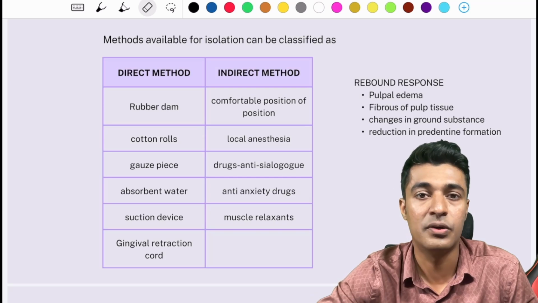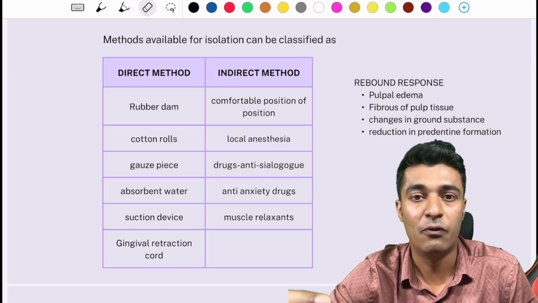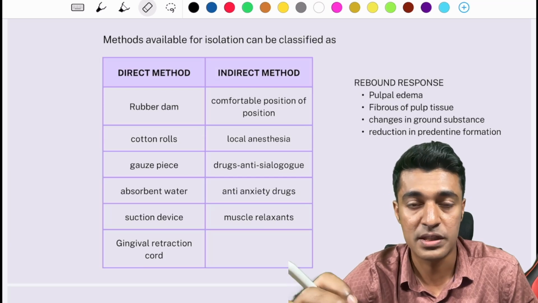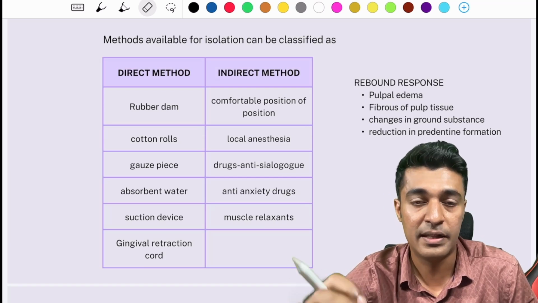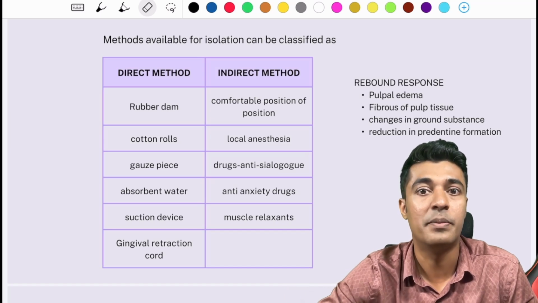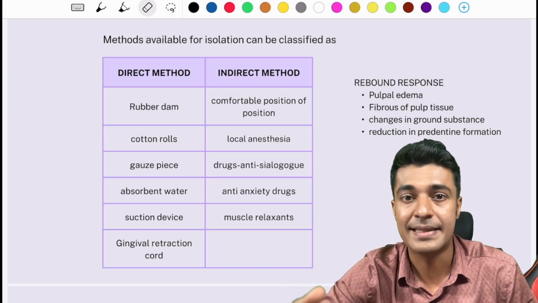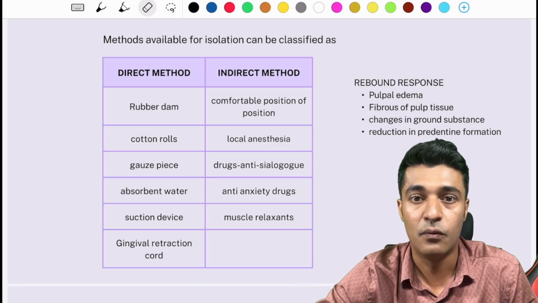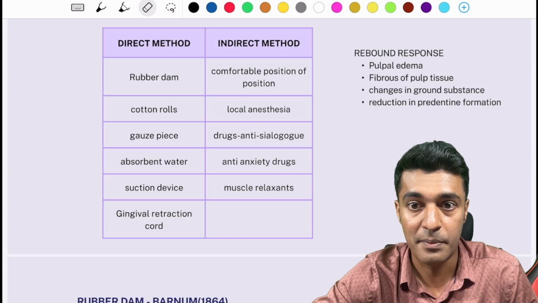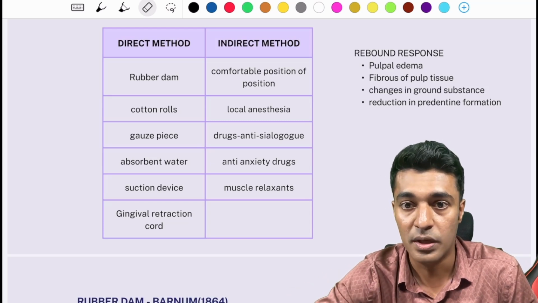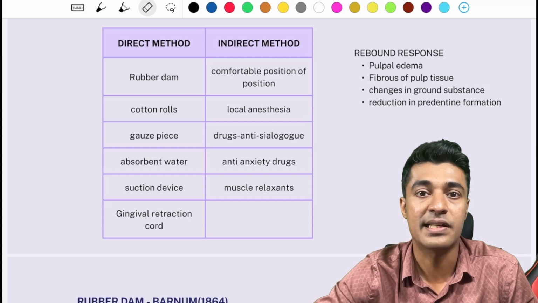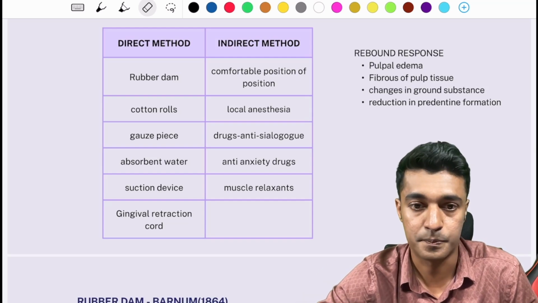Now, a term for you to remember, that is the rebound response. When we use a slow speed bur for cavity preparation, there will be vibrations created in the cavity. This can result in the rebound response, which is characterized by pulpal edema, fibrosis of the pulp tissue, changes in the ground substance, and reduction in the predentin formation.